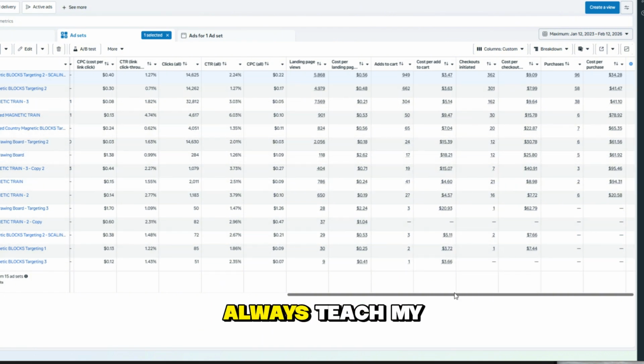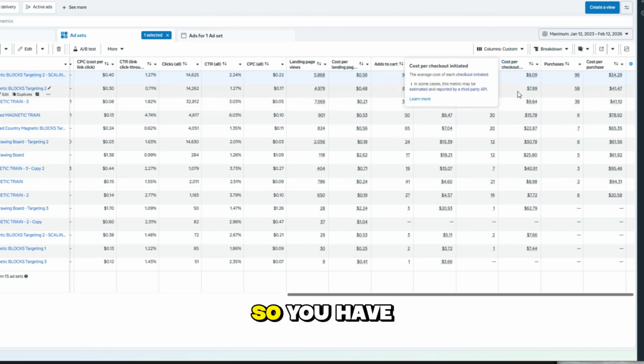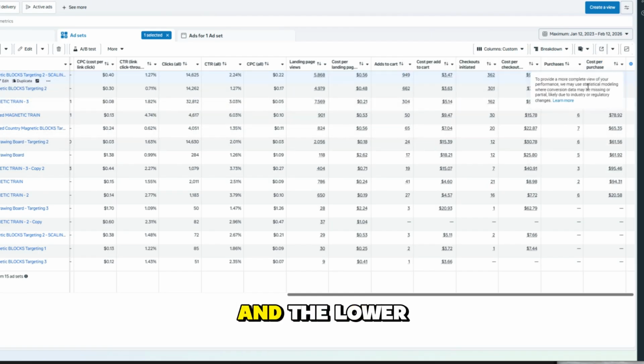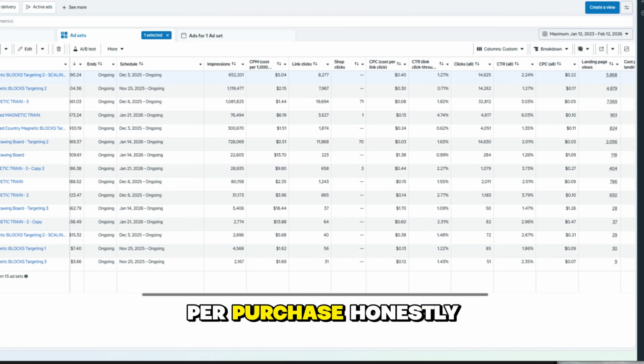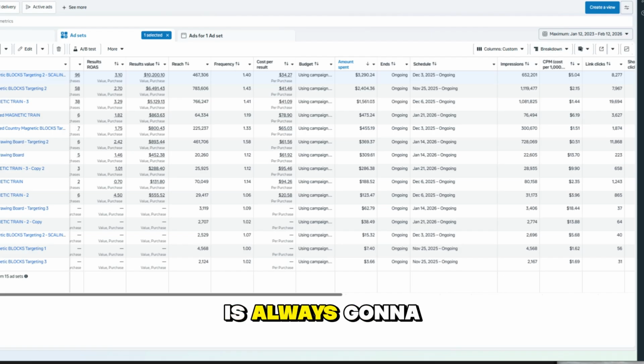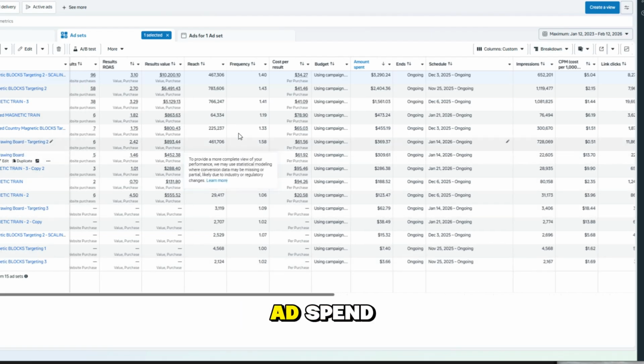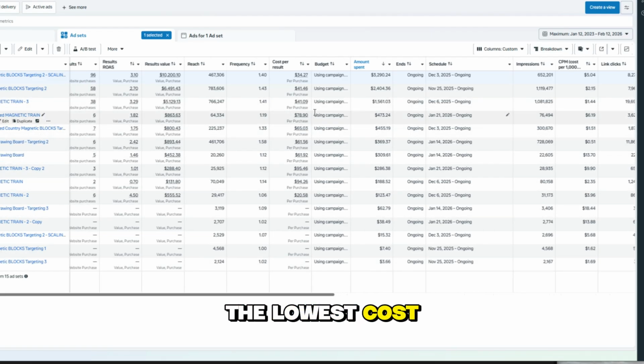These are the things that I always teach my students, how important it is that you want the lowest cost per add to cart, so you have the lowest cost per initiate checkout and the lowest cost per purchase. The lowest cost per purchase, honestly, at the end of the day, guys, is always going to lead to the highest return on ad spend. You always want the lowest cost per purchase, or you're going to have to eventually turn it off. Okay, and that's a big deal. You don't want to have to be turning off ad sets all the time because it didn't do well.